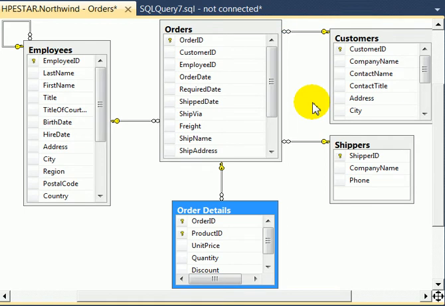We see the database diagram in the Northwind sample database for the orders table and the tables related to the orders table. In a relational database, there is only one kind of relationship, and that relationship is foreign key to primary key. So a gold key is the primary key table, and the infinite sign is the foreign key table. What it means is that many orders are handled by one employee.